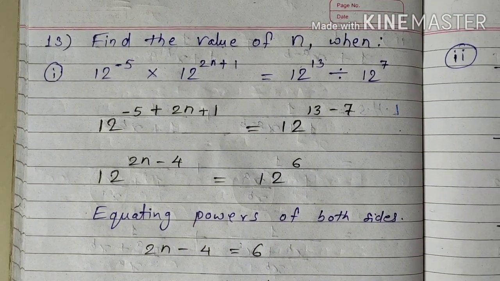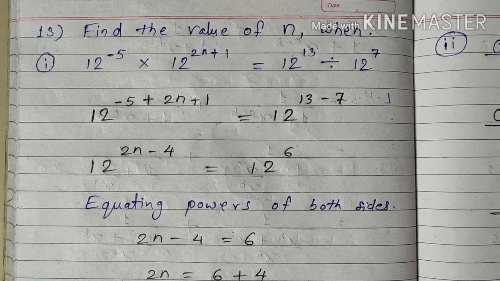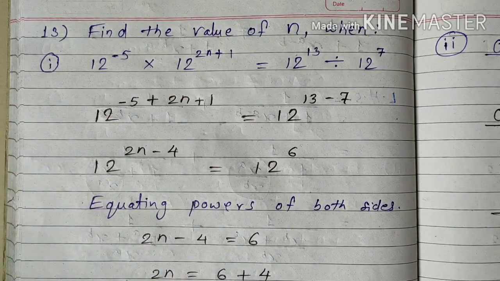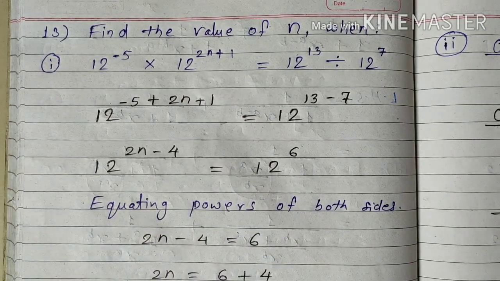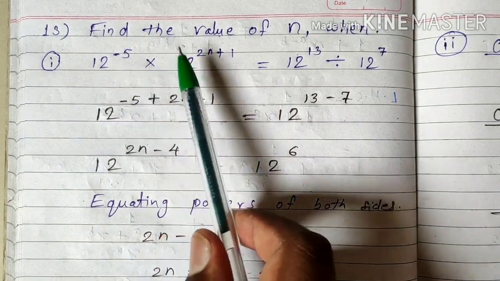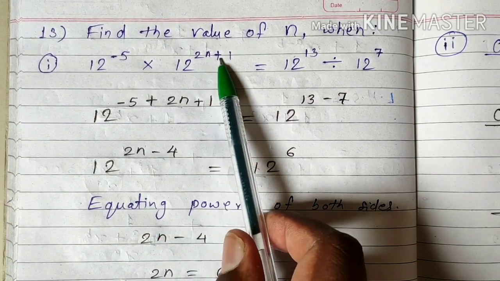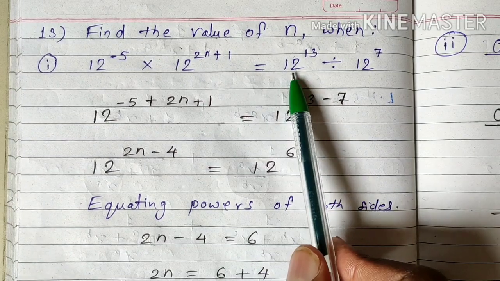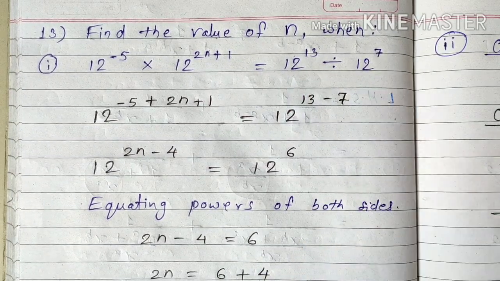Then question number 13 we are solving now. Find the value of n when 12 raised to minus 5 multiplied by 12 raised to 2n plus 1 equals 12 raised to 13 divided by 12 raised to 7.